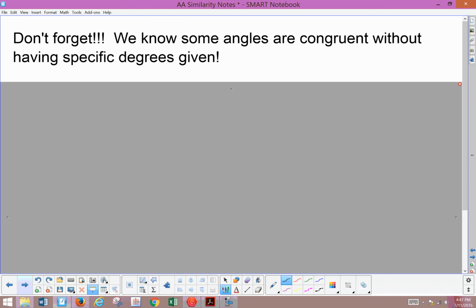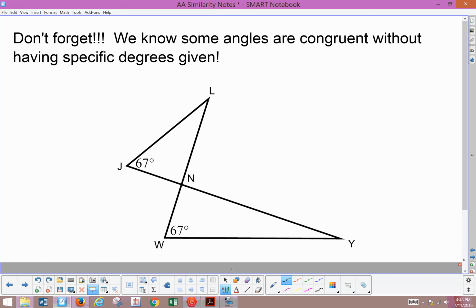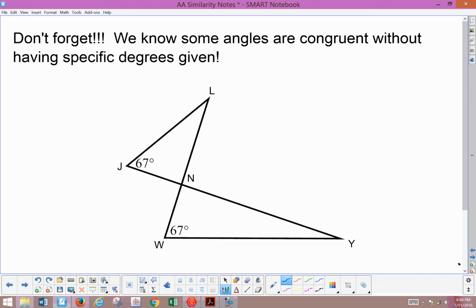I'm sorry, two more. So sometimes we know things are congruent in the angle world without having any angle degrees at all. Take a look at this example. I can see clearly that I have one angle congruency that already exists. 67 degrees and 67 degrees. That is an angle degree match. Those angles would be congruent. But I don't have any other angle measures given to me.